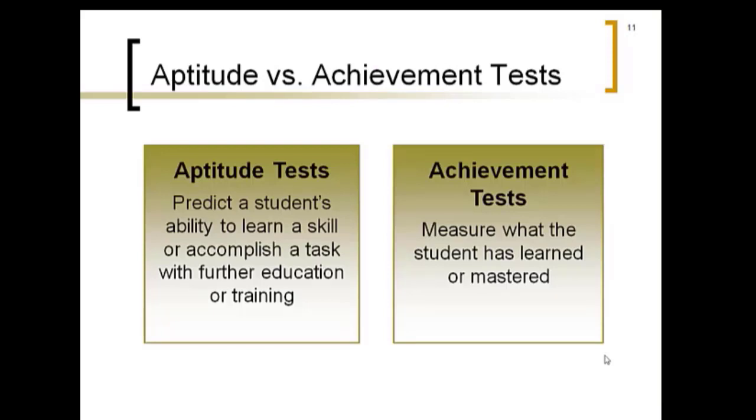Before we touch on that, though, it is important to know the difference between an aptitude test and an achievement test. So basically, an aptitude test measures a person's potential for learning, whereas an achievement test measures something the student is supposed to have already learned. So aptitude tests predict a student's ability to learn a skill or accomplish a task with further education or training. An example of an aptitude test would be an intelligence test.